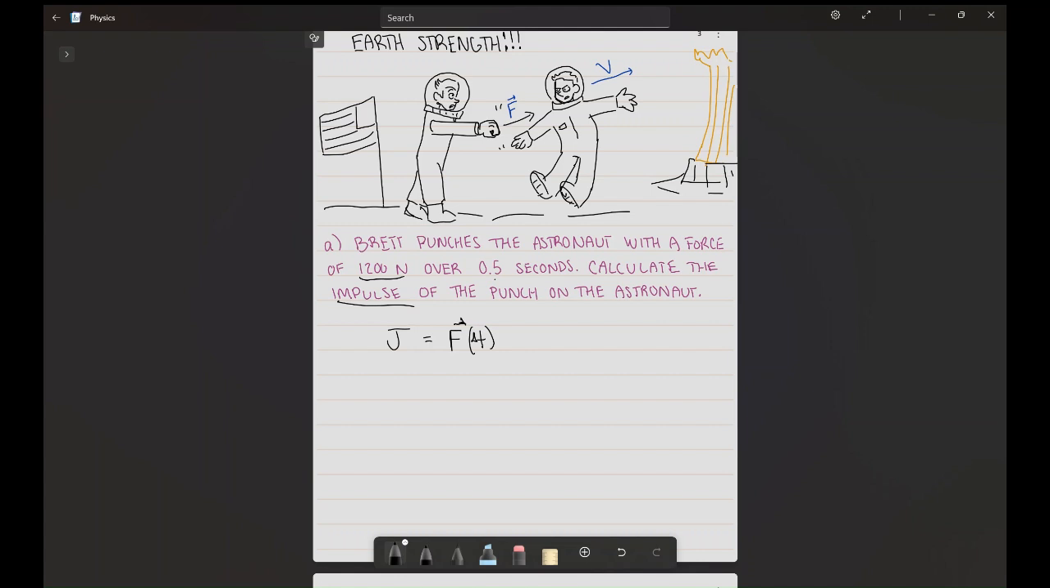Brett was a personal trainer, so he can get a good amount of force in there. His force was 1200 newtons times our time, which is 0.5 seconds, which gets us to an impulse of 600 newton seconds.